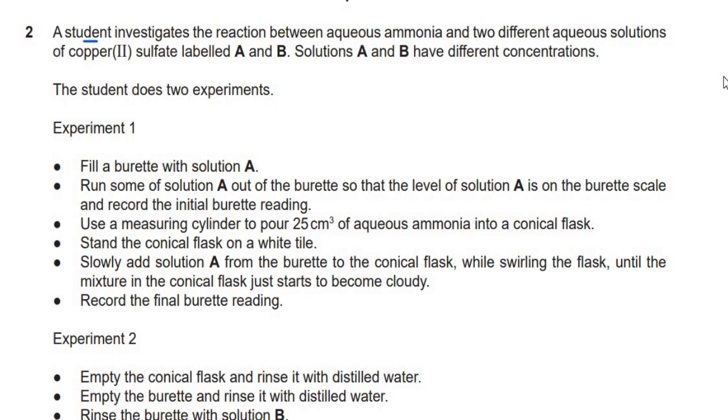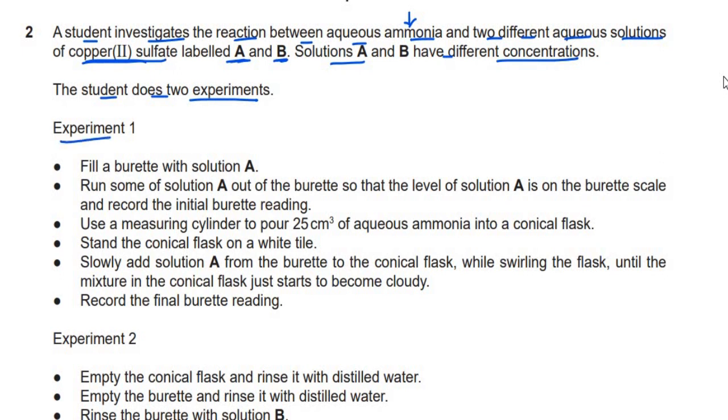Question 2 says a student investigates the reaction between aqueous ammonia and two different aqueous solutions of copper sulfate labeled A and B. Solutions A and B have different concentrations. The student does two experiments. Now understand what we are doing. We are performing an experiment with two solutions of different concentrations of copper sulfate, and these solutions A and B are separately reacted with aqueous ammonia. We should remember that aqueous ammonia is reacted with copper sulfate.